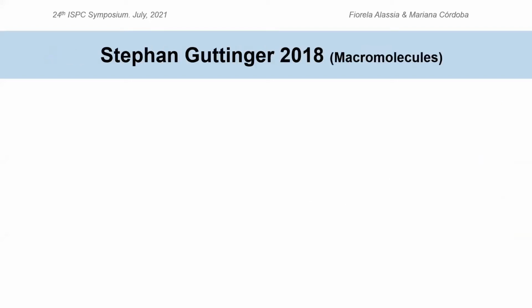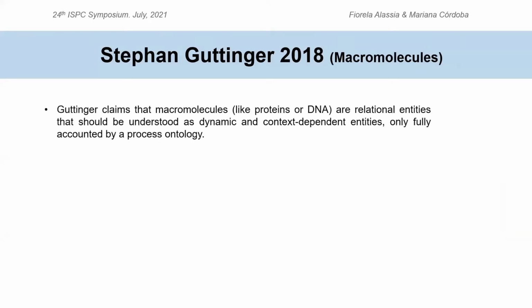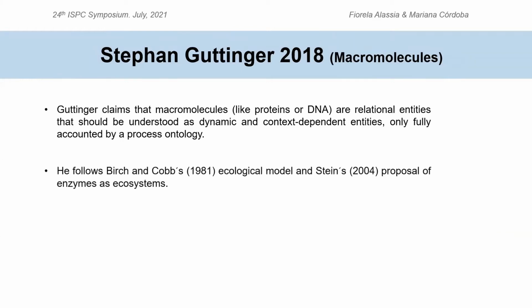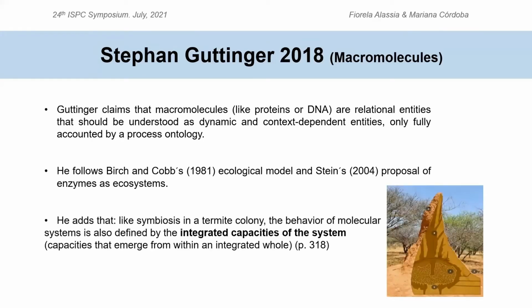In the same line, we have Guttinger's work. Guttinger claims that macromolecules like proteins or DNA are relational entities that should be understood as dynamic and context-dependent entities, only fully accounted for by a process ontology. He follows Birch and Cobb's ecological model and Stein's proposal of enzymes as ecosystems. He adds that, like symbiosis in a termite colony, the behavior of a molecular system is also defined by the integrated capacities of the system, capacities that emerge from within an integrated whole.